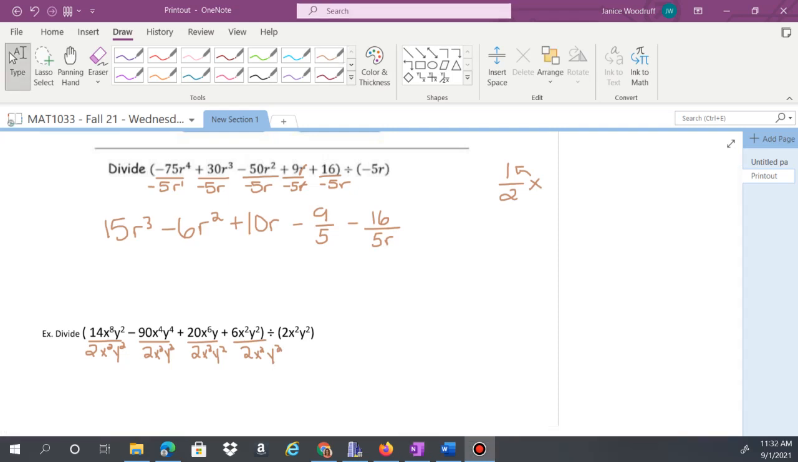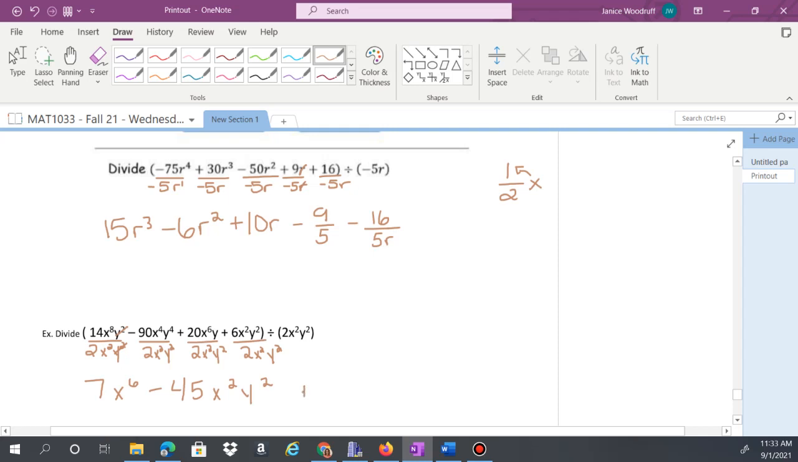Okay, let's take a look. So in our first term, we're going to go 14 divided by 2, which will give us a 7. Then we're going to subtract 8 minus 2 on the x's, so we're going to get x to the 6th. And then y to the 2 minus 2 is 0, so those are just going to cancel out. All right, what about our next term? What is 90 divided by 2? So 45. And then we got x to the second and y to the second.